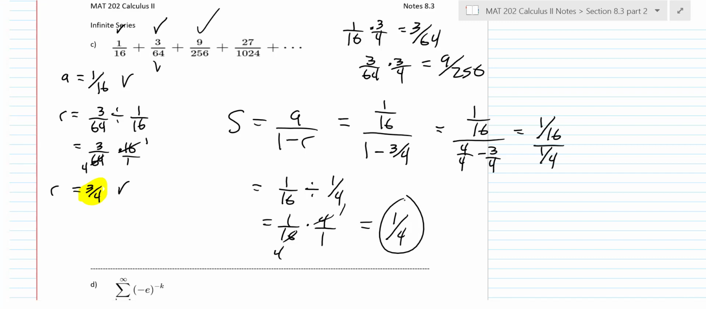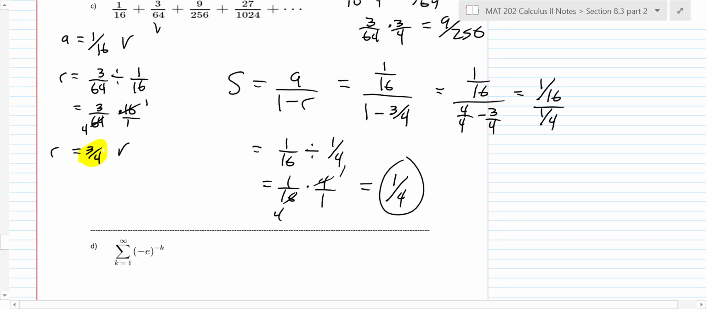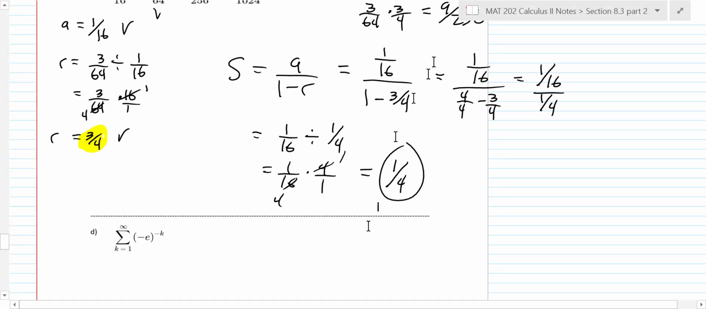Who would have thought? But it does. Crazy, isn't it? I think it is. Very interesting that this works out the way it does. Any questions on that? All right, let's see what we got on the next one here.